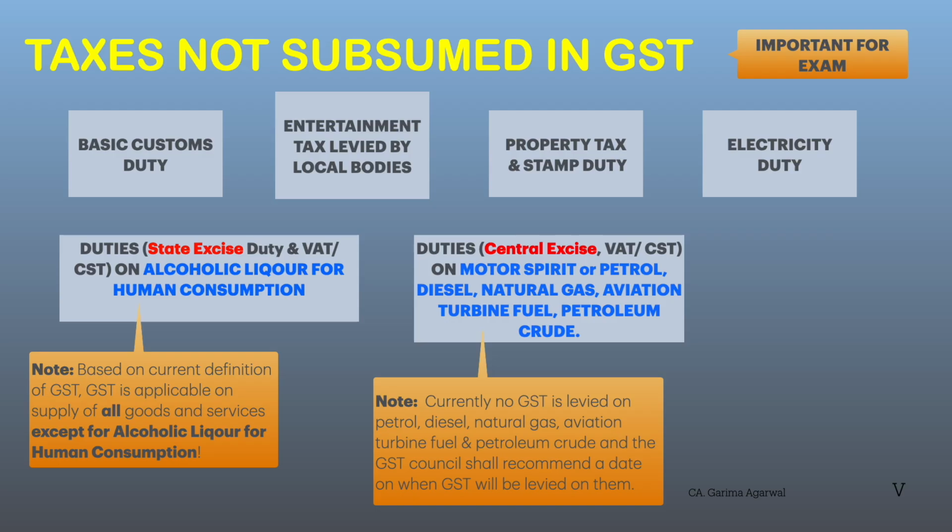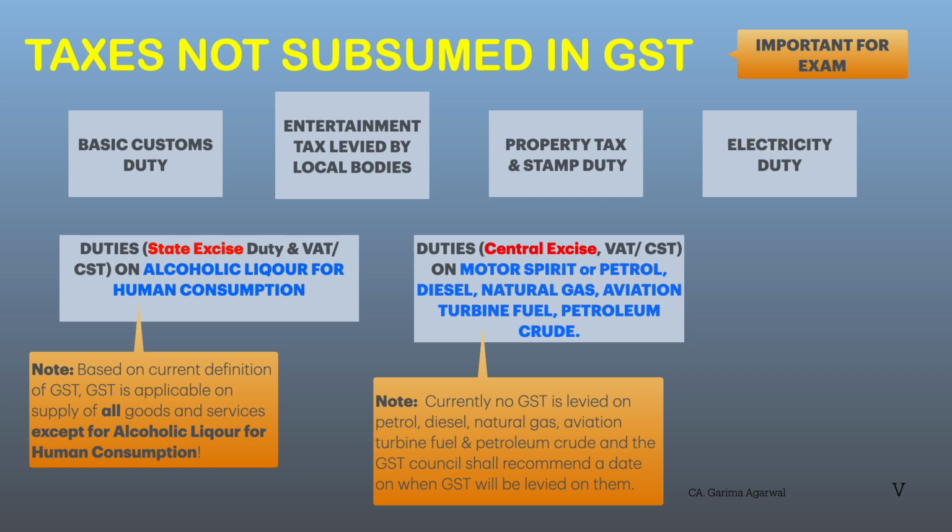Another point which is very important to note is that duties on alcoholic liquor for human consumption were state excise duties. It was always under the purview of state governments in the old regime and as well as now, because alcoholic liquor for human consumption is completely outside the purview of GST because it does not even come under the definition of GST.